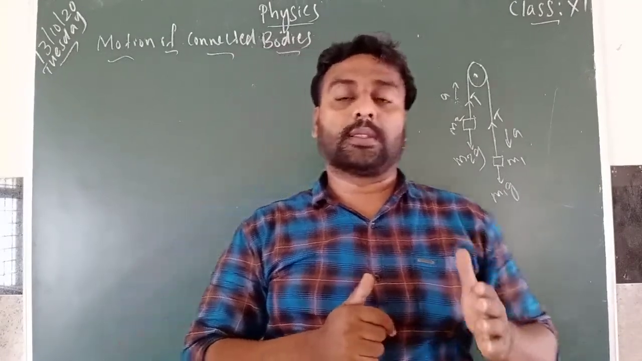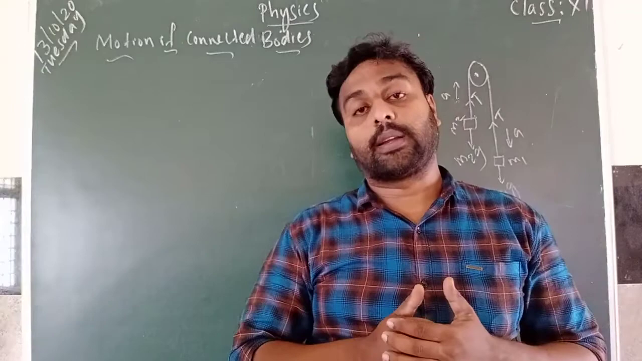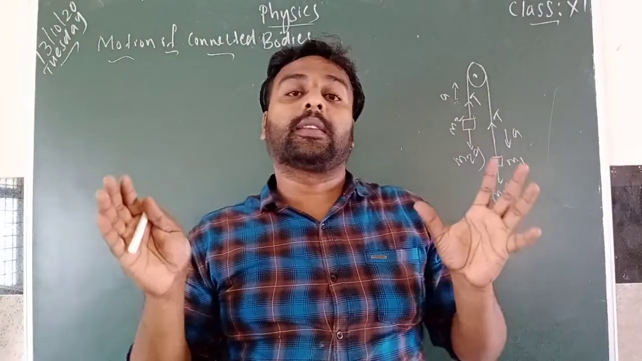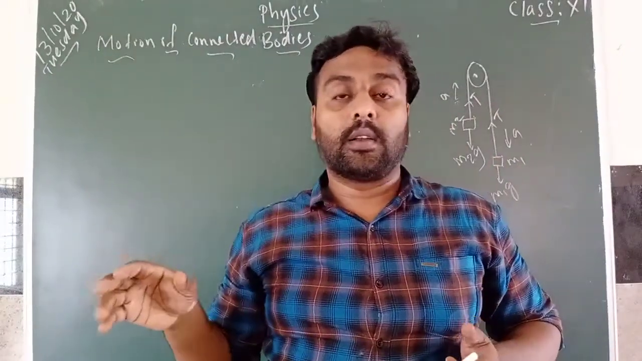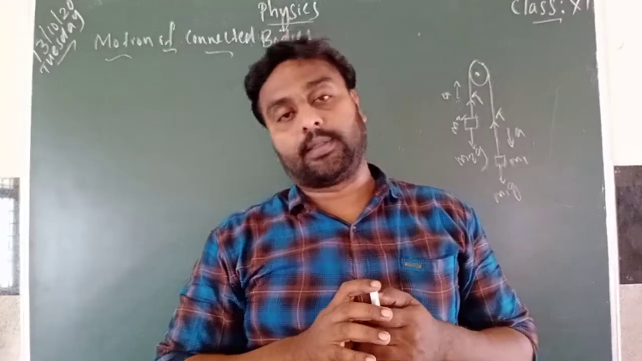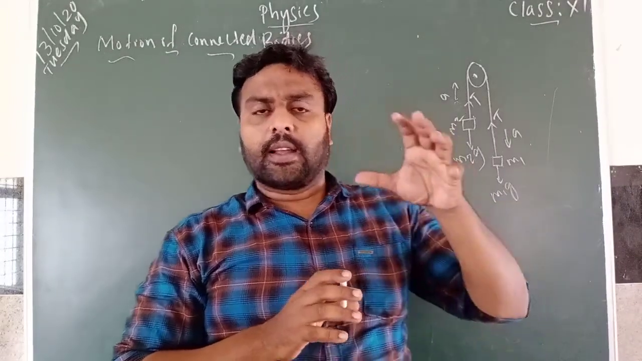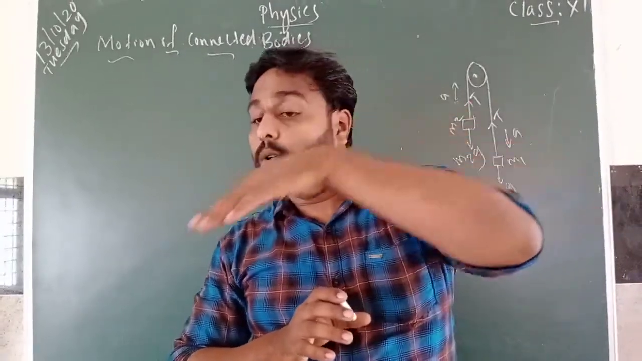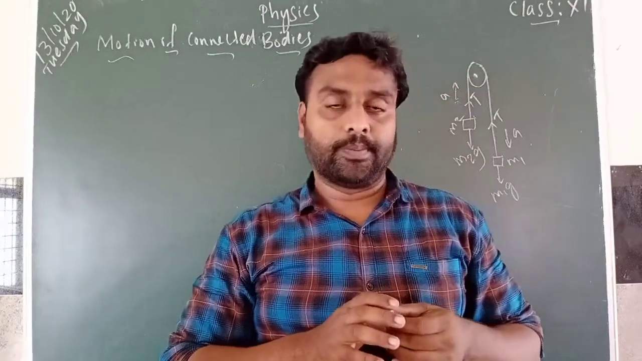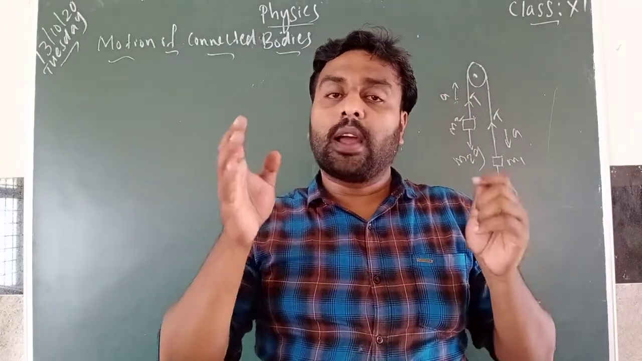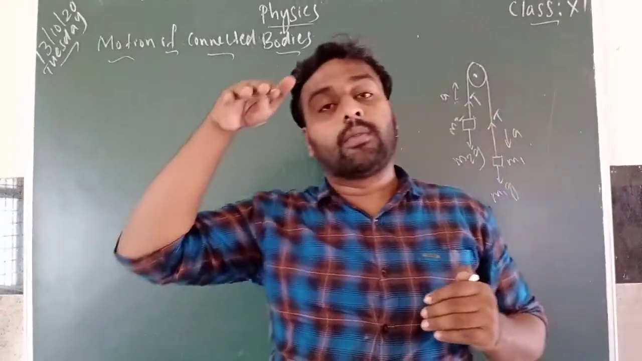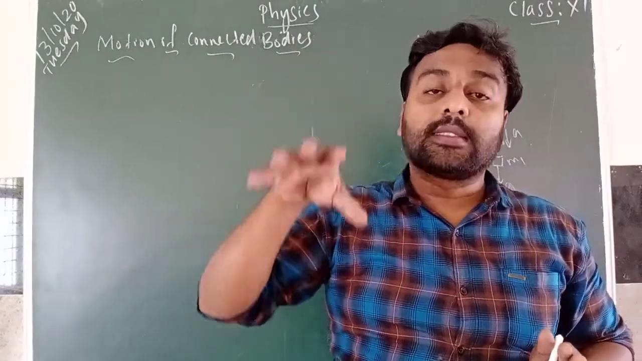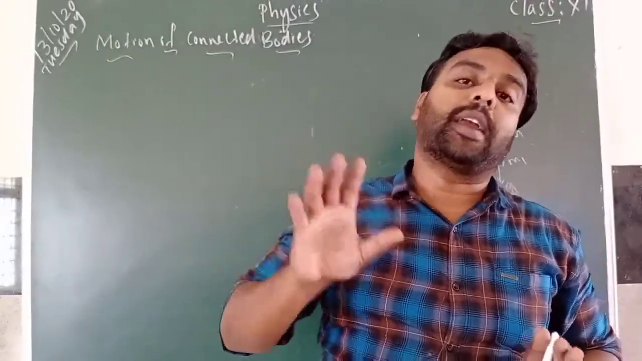Today we are going to discuss a new topic, that is the motion of connected bodies when two bodies are connected in different positions, and how the acceleration is affected. We can connect these two bodies vertically, horizontally, or on an inclined plane, and allow these objects to move. So when we allow the object to move in the vertical direction, horizontal direction, or on an inclined plane, the acceleration may vary to some extent.